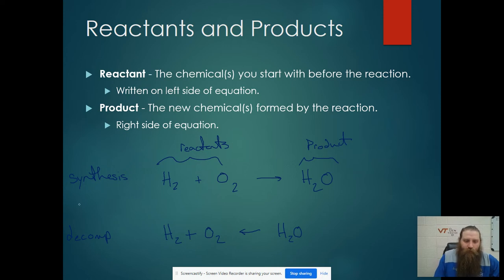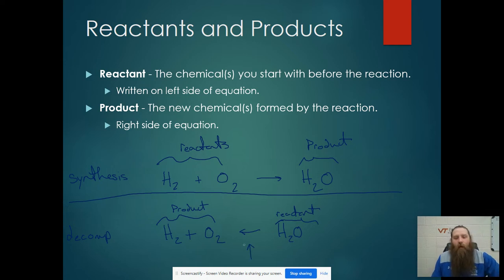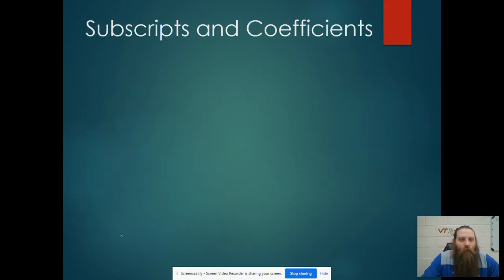Now, in this case, we have completely different things. This is the product, and this is the reactant. The thing that matters here is where the arrow is pointing. If it's pointing to the left, the arrow always points at the products. Arrow always points at the products. Typically, because we read left to right, this is how we want to write things.